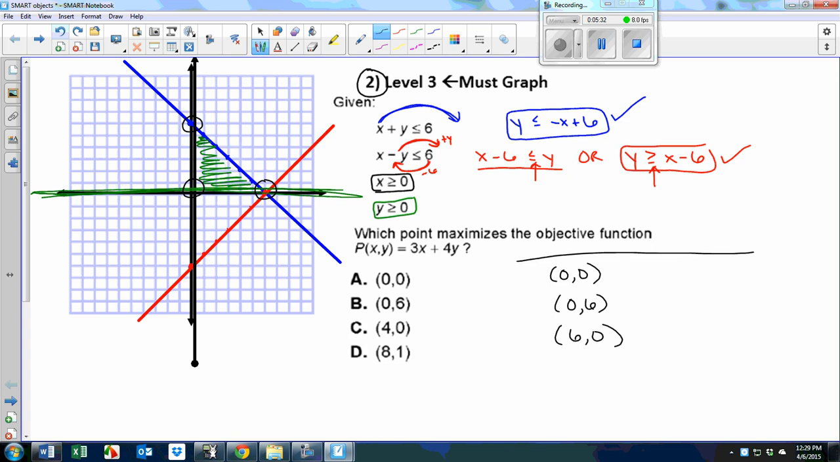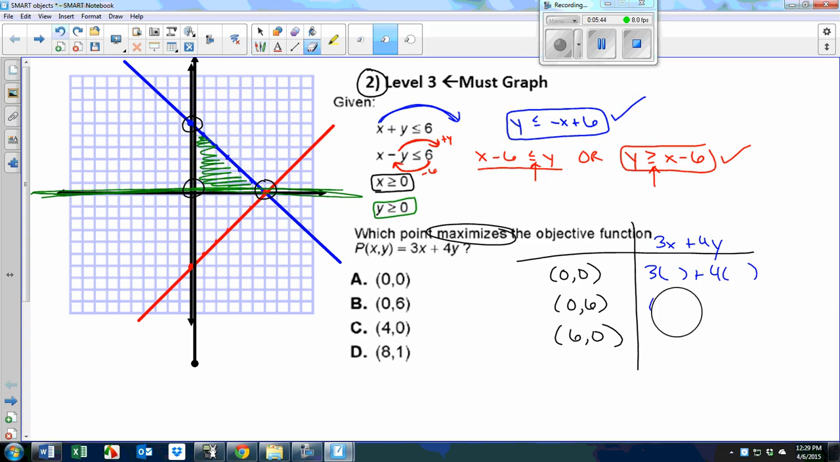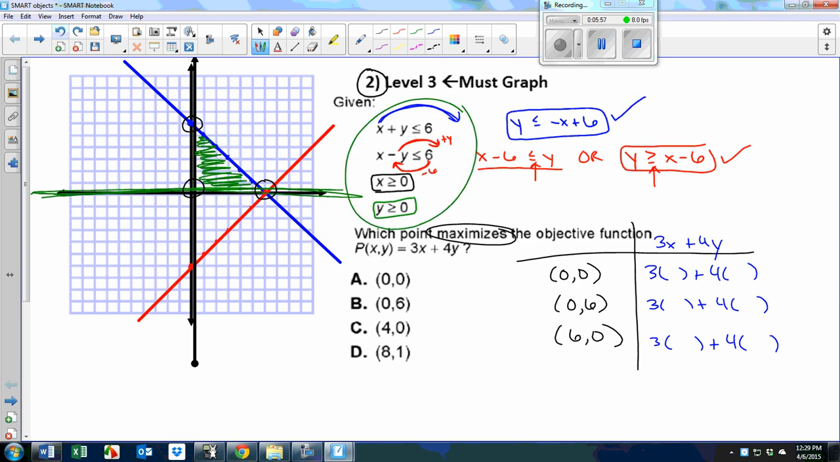To find the maximum or minimum of the function provided, you take the 3x plus 4y and plug in the coordinates of the vertices, because that's mathematically going to give the maximum and the minimum of this feasible region. Feasible, remember, is the shaded region that fits all of the inequalities. Plugging in (0, 0), (0, 6), (6, 0), we get 0, 24, and 18. Which one maximizes? Point (0, 6) maximizes this problem, and it gives us a maximum value of 24.